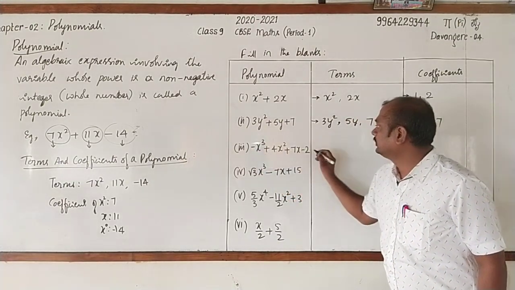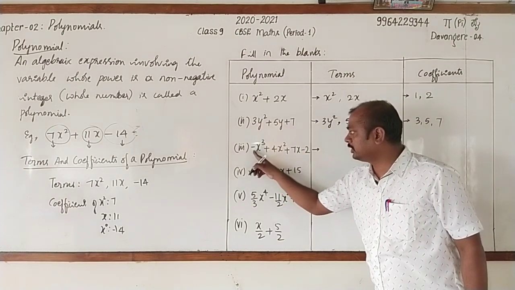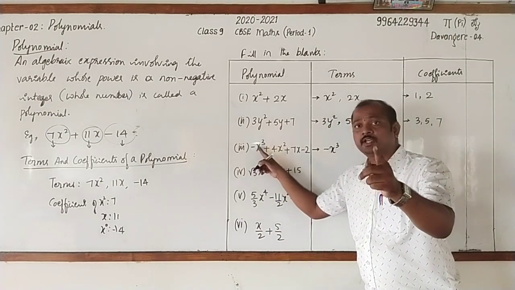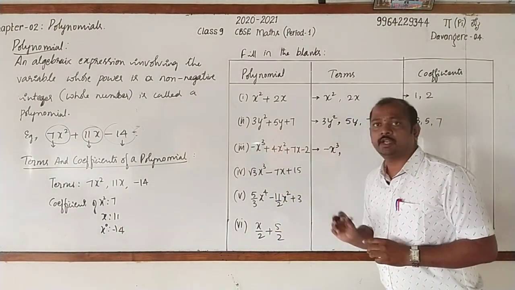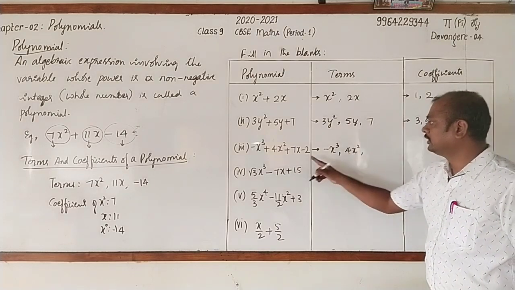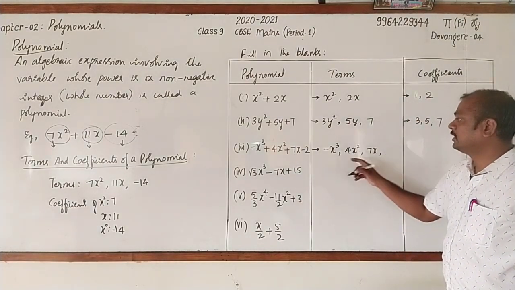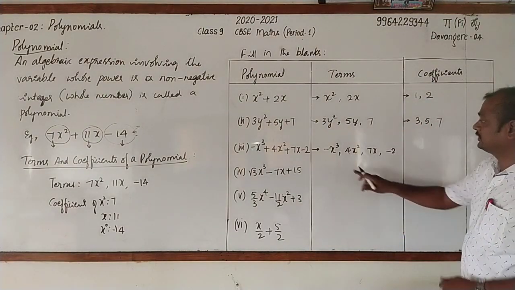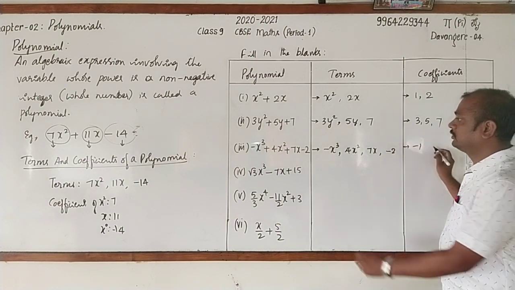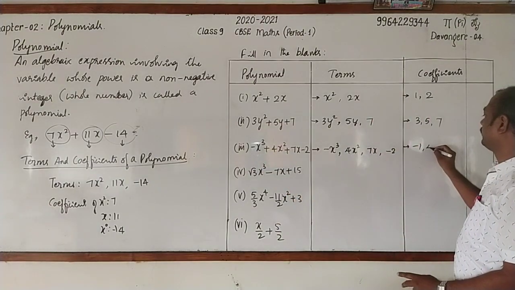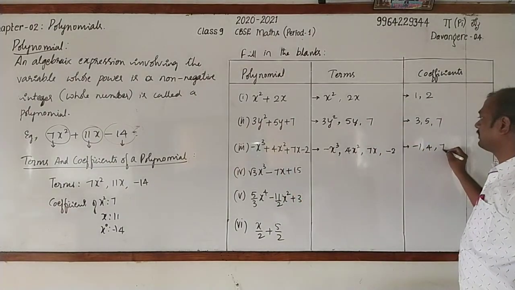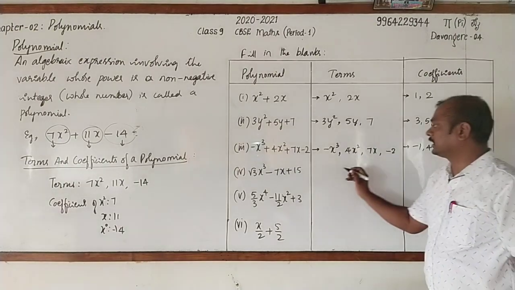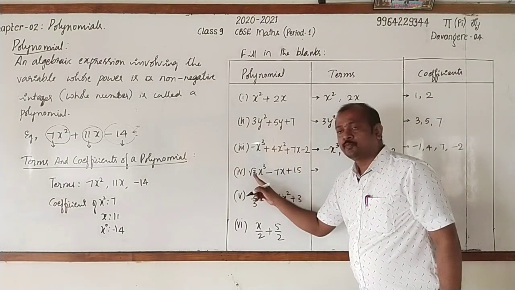Next. In third polynomial, the terms are minus x cube. Observe this carefully. Sign should be considered. Next, 4x square. It is second term. Third term is 7x. And fourth term is minus 2. Tell the coefficients. It is minus 1. This is 4. This is 7 and is minus 2. Got it?